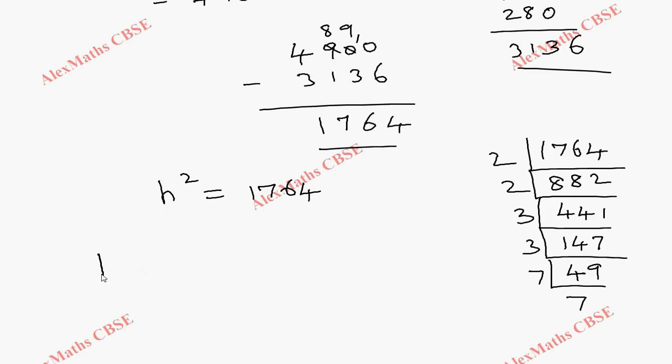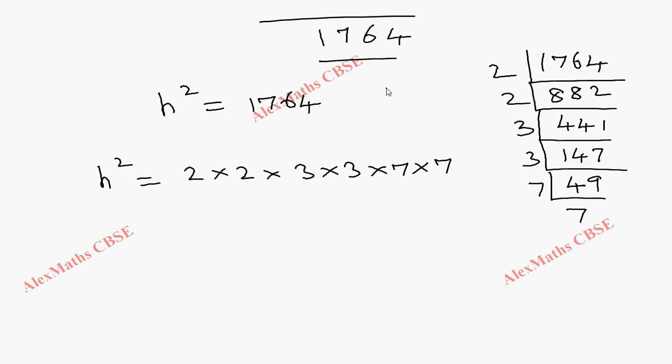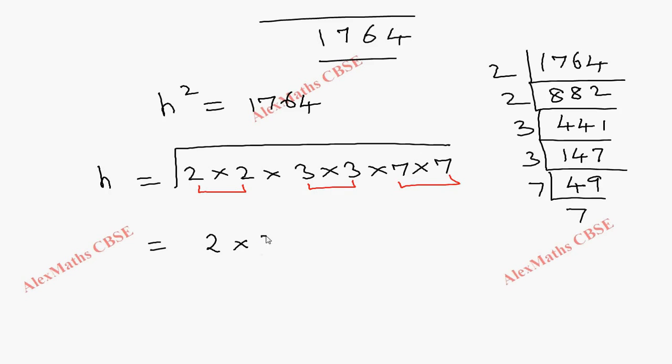So totally this h square is 2 into 2 into 3 into 3 into 7 into 7. So when I need h, I have to take square root. So we have to pair 2, 2. So these 2, 2, 3, 3 and 7, 7. Since it is inside the root, for 2 2's we take 1 2, for 2 3's we take 1 3, and for 2 7's we take 1 7. So from this we get the value of h as 6 into 7, which is 42 centimeter.